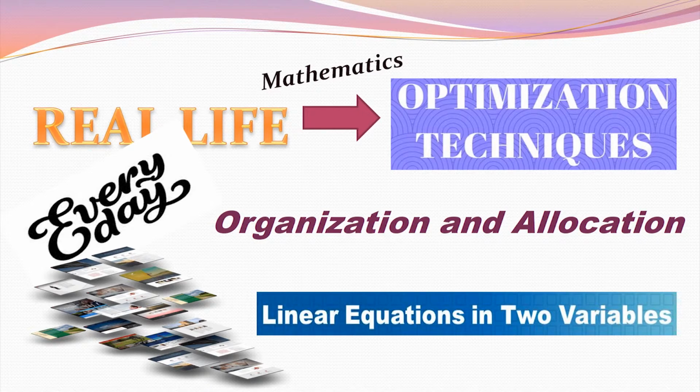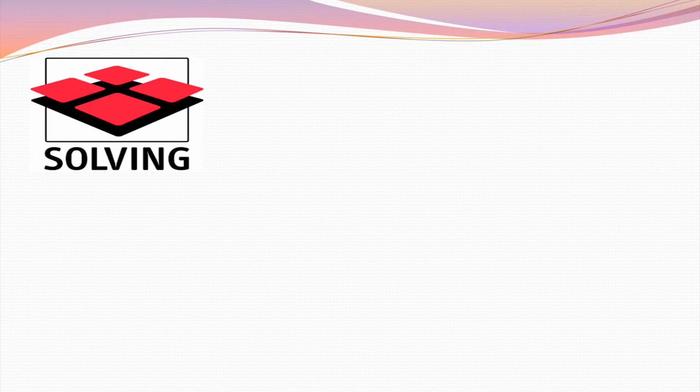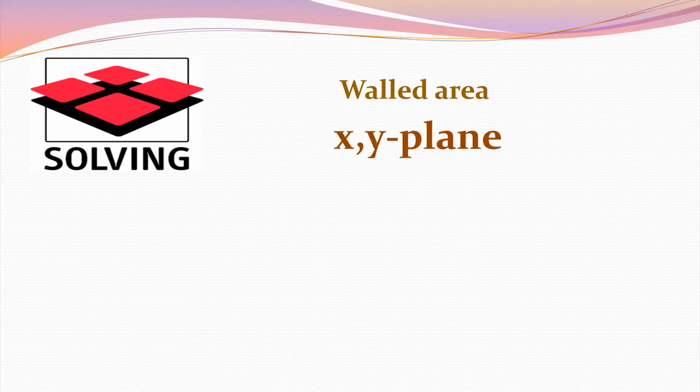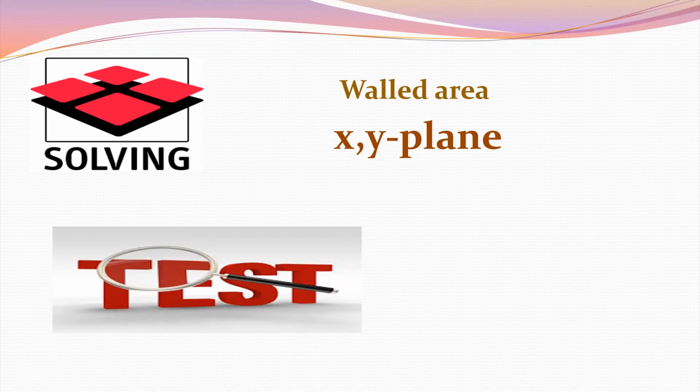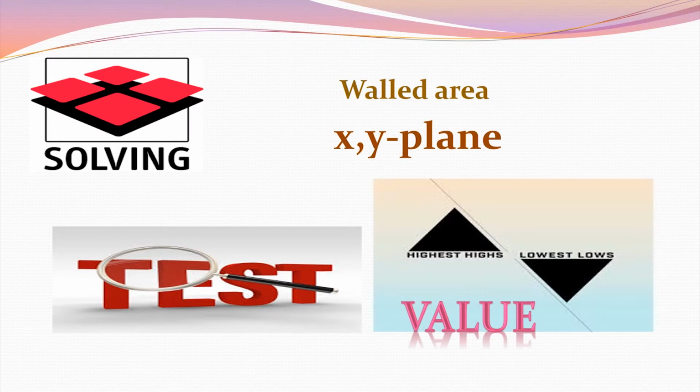The general process for solving linear programming exercises is to graph the inequalities to form a walled-off area on the xy plane. Then you figure out the coordinates of the corners of this feasible region and test these corners in the formula for which you're trying to find the highest or lowest value. See the video below to know about linear programming.